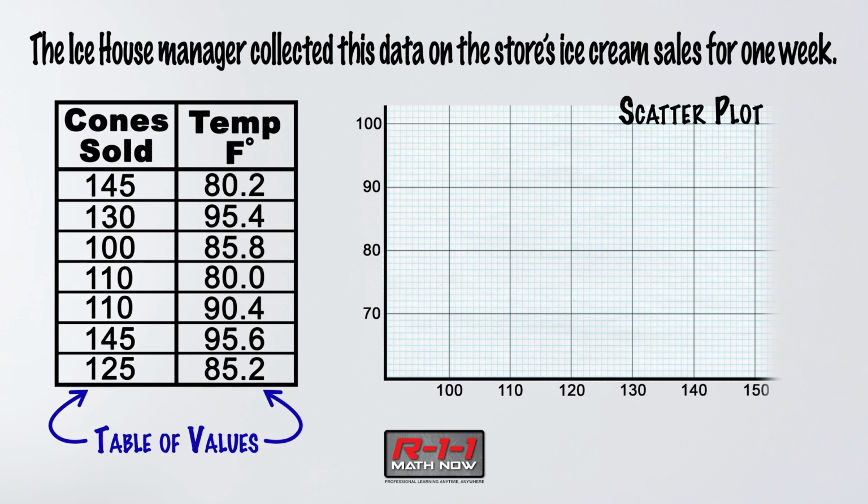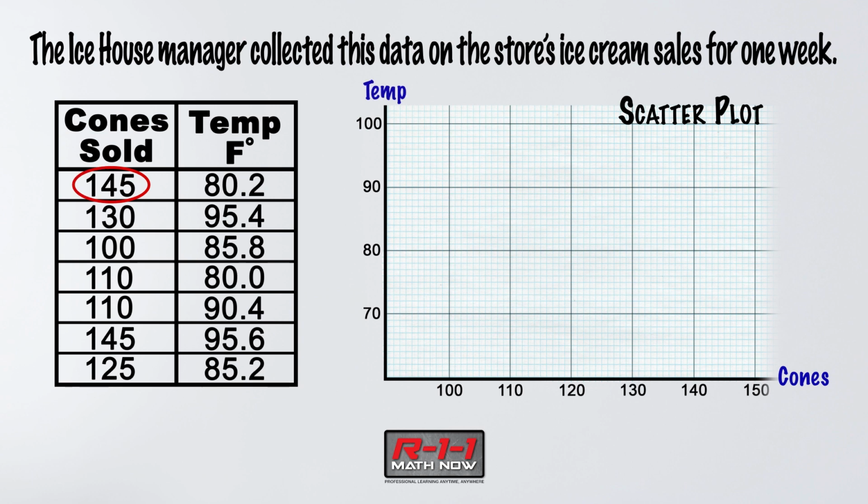Here's an example. The ice house manager collected this data on the store's ice cream sales for 1 week. So we have a table of values, cones sold and the temperature outside, and the temperature is to the nearest tenth. This is cones on our x-axis, so we're going to find 145 cones, which is right there, and we're going to find approximately 80.2 degrees, about right there. And then we just plot a point at the intersection of these two lines, and we would continue with the other ones in the same manner.